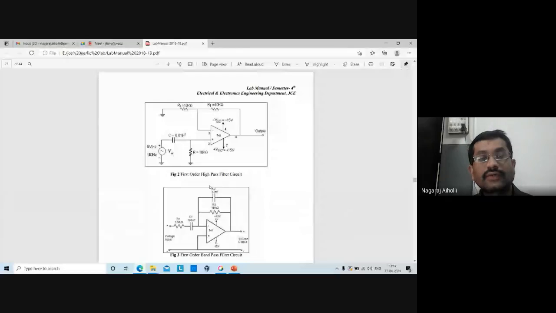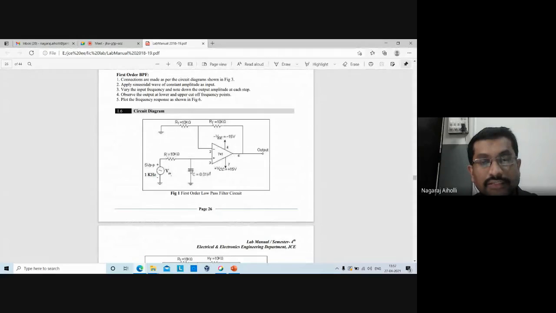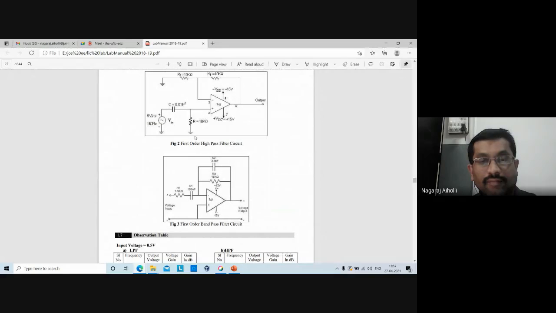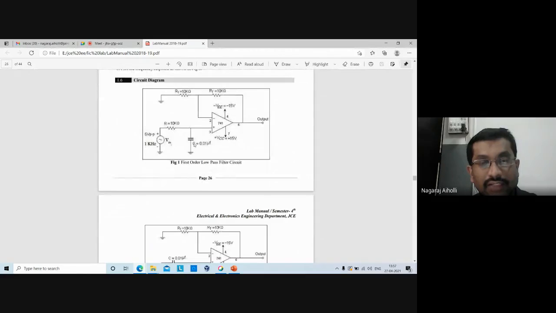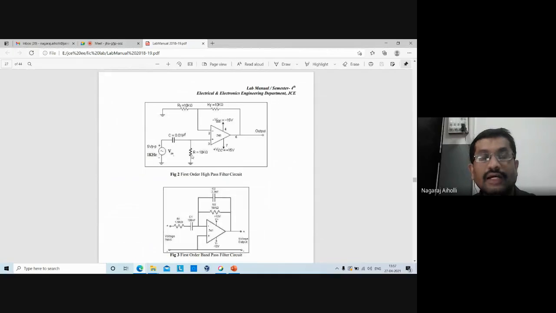Next, the high pass filter circuit. What is the difference you can see here? In the low pass, here we have R and here we have C. But in the high pass, here we have C and here we have R. The positions are interchanged. This is the difference between low pass and high pass. The high pass filter circuit passes the higher frequency signals and removes the lower frequency signals. Such circuits are called high pass filter circuits.